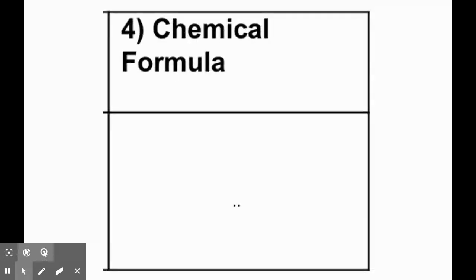So in our last box, we're going to write the complete chemical formula. So we had sodium and sulfur, but we had 2 sodium atoms, so we need to show that by writing a 2 right after the Na. So we'll have Na2S, and that is our final chemical formula.